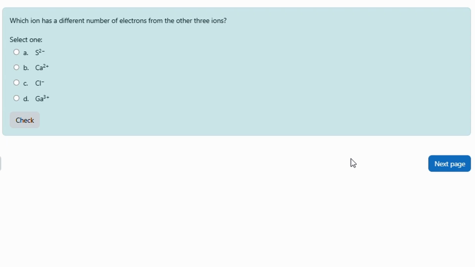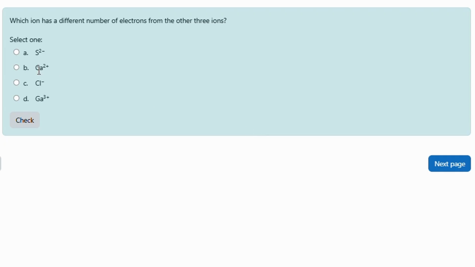Calcium has a proton number of 20, that means that a calcium atom will have 20 protons and 20 electrons. A calcium 2+ ion will have 2 fewer electrons, so therefore a calcium 2+ ion will have 18 electrons. Chlorine has a proton number of 17. A chloride Cl- ion will have an additional electron, that is 18 electrons.